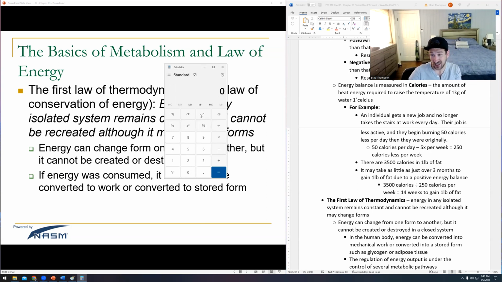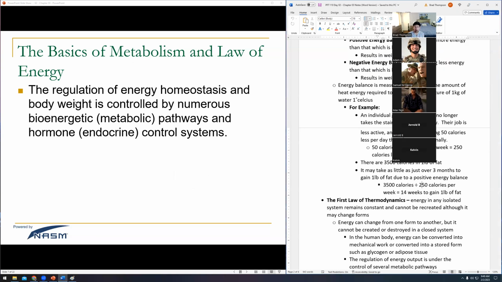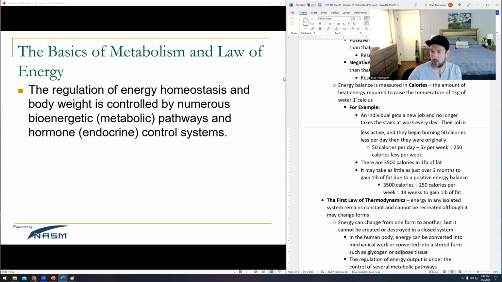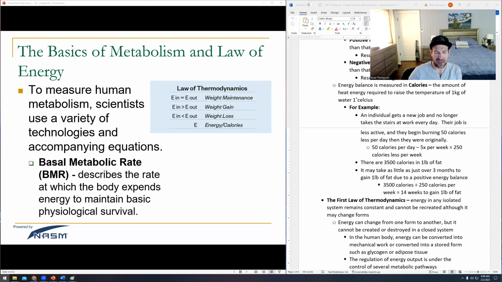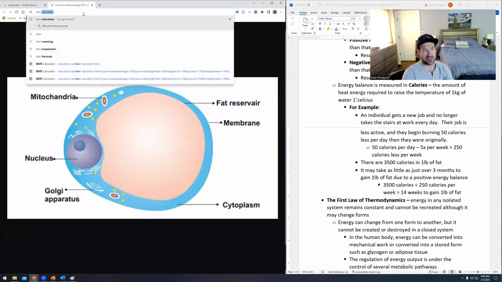52 weeks in a year. That could be about 3.5, 4 pounds a year. Now here's the thing. That won't always stay true for this person because eventually their body will end up in what we call homeostasis. Homeostasis is balance, right? So what'll end up happening is, let's take a look at the BMR here. Let's go to a BMR calculator and show this in real time.